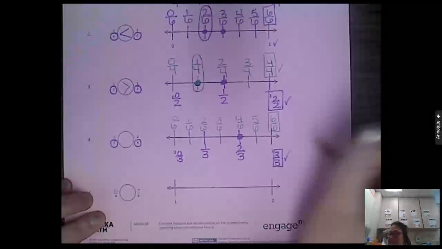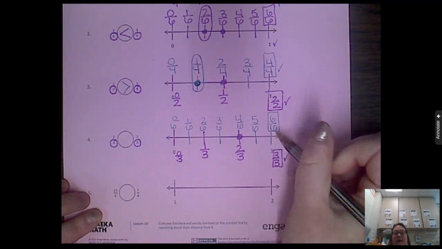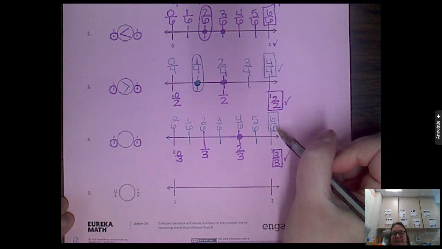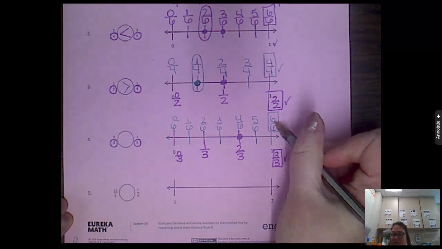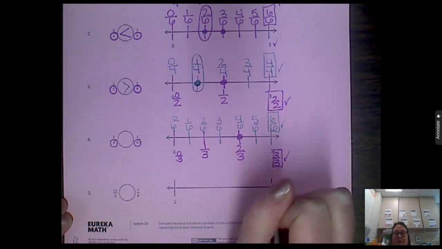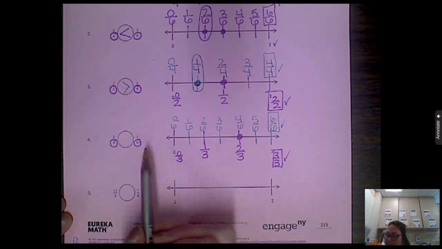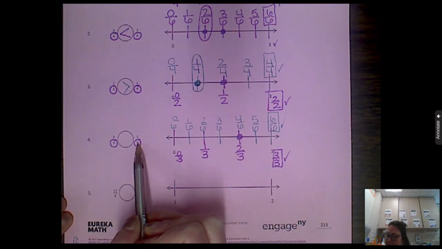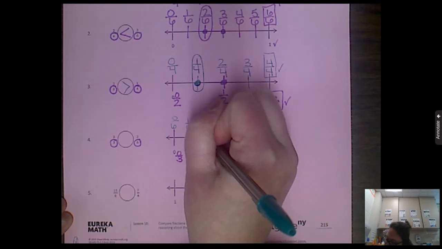I'm going to box it because I'm at a whole, and I'm going to stop and check. 6 divided by 6 is 1, because 6 goes into 6 one time. Check, I know that I'm correct with that. All right, so 2/6. Let's put a point on 2/6. So that would go right there.